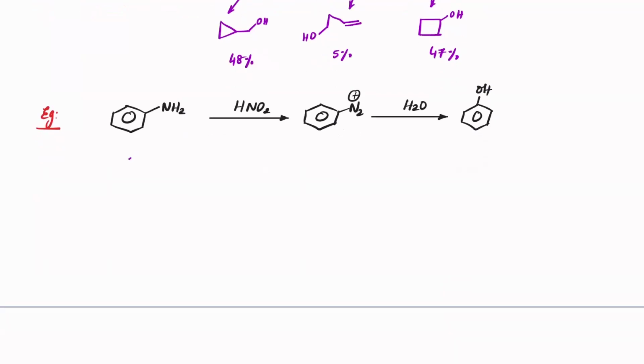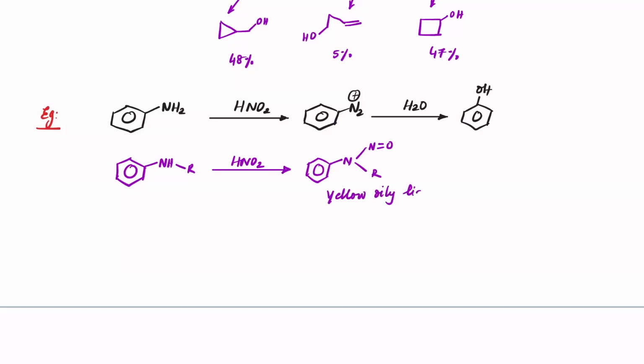And in case you have a 2-degree amine also, I'm writing everything for aryl groups now. So that is NH and some R group here. And as I treat it with HNO2, the Liebermann nitroso test is also valid for aryl also. It is not just for alkyl, it is aryl also, which means this will have N double bond O and R, which is a yellow oily liquid.